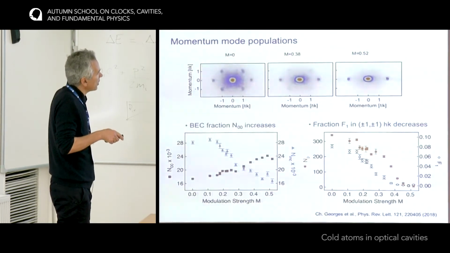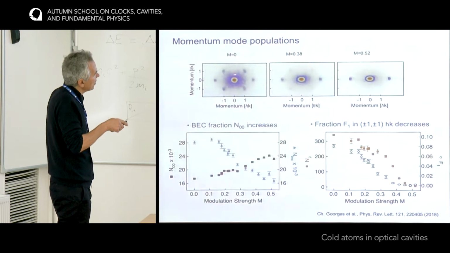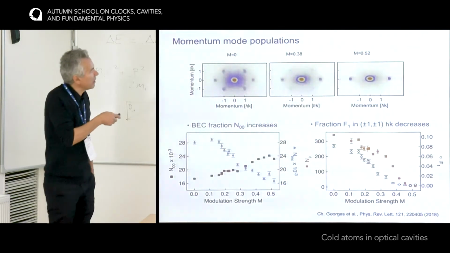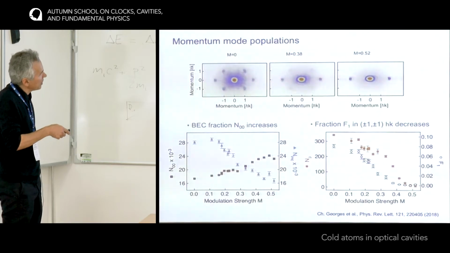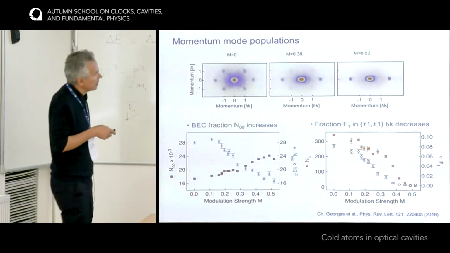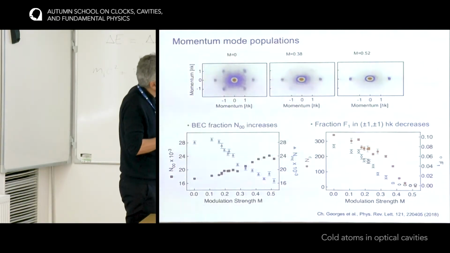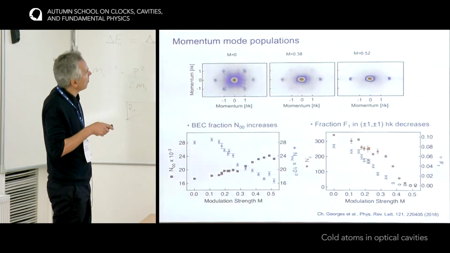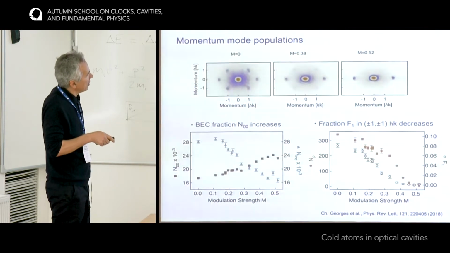And then we have the incoherent fraction. This is all the atoms that are in this incoherent distribution except what's in the BEC mode. This can be extracted from pictures like that, and you see how this incoherent fraction of atoms is reduced again as the modulation is increased. The red data here is the photon number in the cavity. You see the photon number in the cavity is reduced, and this F1, these circles here, is the fraction of atoms in the plus minus 1 h bar k Bragg peaks. These are these peaks here, and they also are reduced.